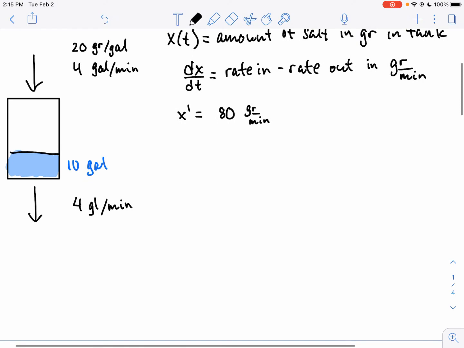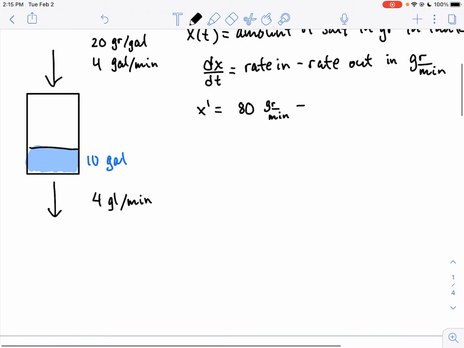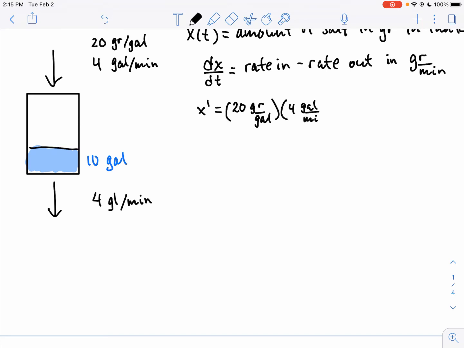Now the rate out is a bit trickier, because once the solution enters the tank, there's an unknown amount of salt in the tank. So let me return to this one and put our values with units here just so we can see this construction. We're going to mimic this construction for the way out. So there's our rate in minus.